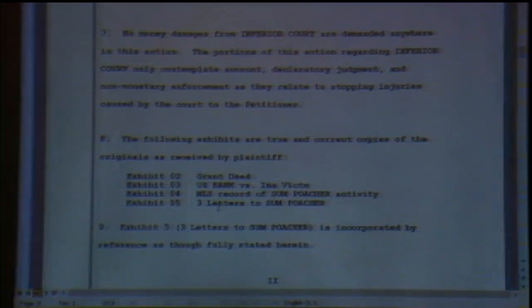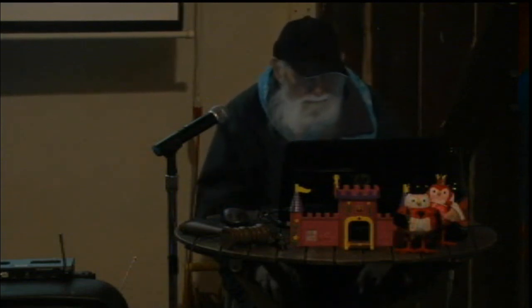So what I do is I put in this little paragraph and I say the law of the case, exhibit number X, is incorporated by reference as though fully stated herein. Now it's in the case without being in the case. All right. You attach it as an exhibit when you assemble it all together. The following exhibits are true and correct copies of originals as received by plaintiff. The grant deed, apparently the case U.S. Bank versus I'm a victim, the MLS record of some poacher's activities, and 3 letters to some poacher.